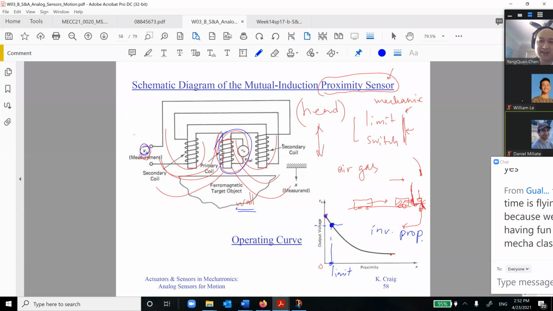This is another mutual inductance proximity sensor using that kind of transformer principle. It is used as a limit switch. Let me give you an example. You have a power window in your car. You press the button, the window will go down. Press another button, the window will go up, right? The window glass.